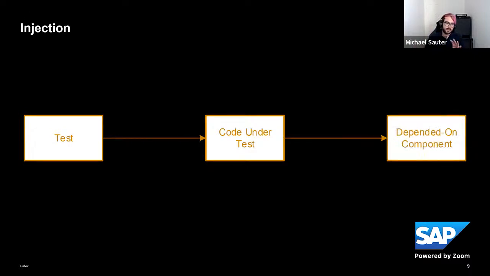Then we have a mechanism that's called injection. Injection is the act of replacing the depended-on component with a test double. Simple as it is.